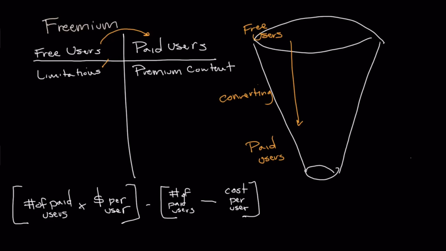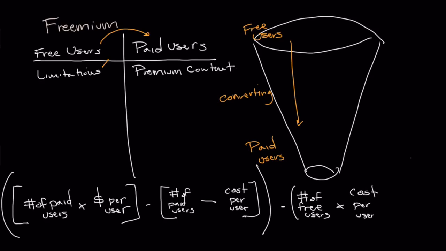But then the other problem is we also have these free users, right? And so this is one step to the equation. But then we also have to subtract our number of free users multiplied by the cost per user. Because although the service is free for the user, Spotify has to still pay those licensing royalty fees to the artist or the recording studio that owns the content for the right to use their intellectual property.